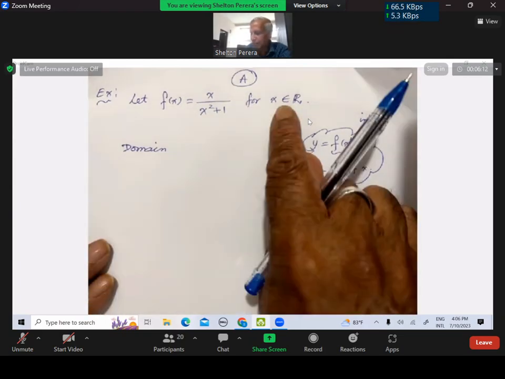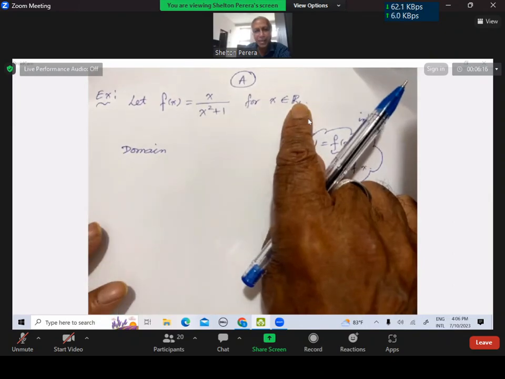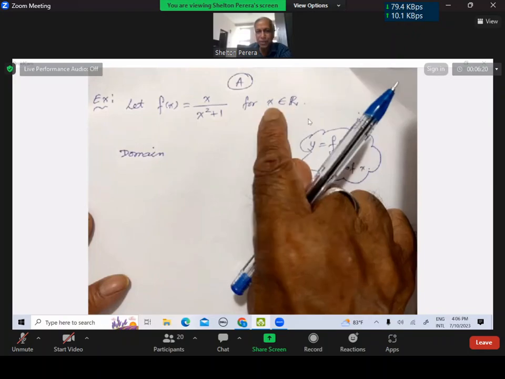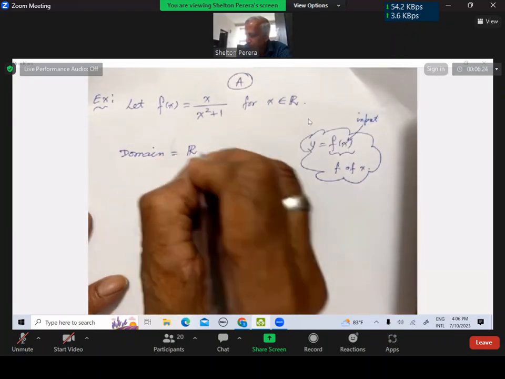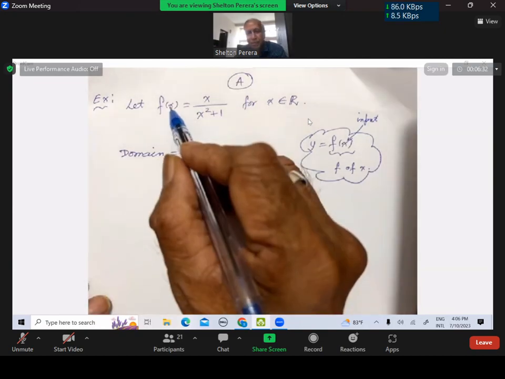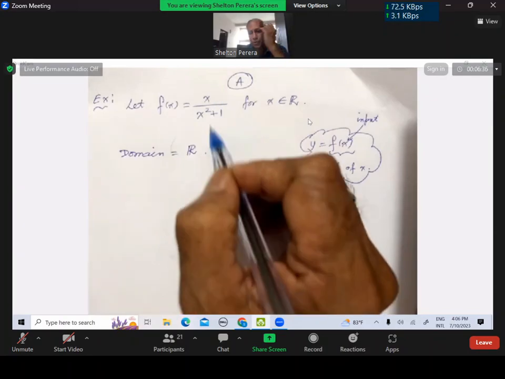And we are told that any real number can be taken as an input here for this function. It's mentioned here: domain equals the set of all real numbers. R is the notation for the set of all real numbers. Meaning you input a real number into this, you get a real number as the output also.